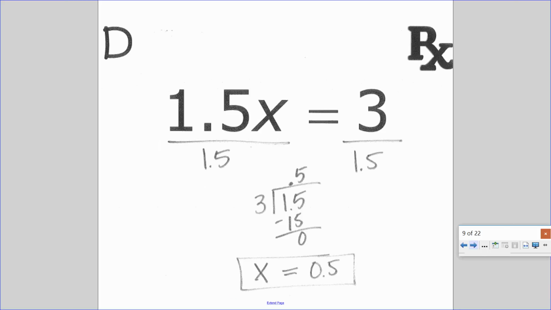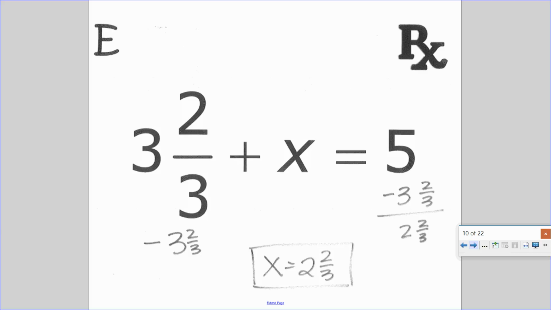Letter D. What is wrong with this one? I need to isolate x. It is next to 1 and 5/10 times. So they divide them. Yeah, I see nothing wrong. Oh, they're dividing wrong. It should be 3 divided by 1 and 5/10. Again, how do you divide by a decimal? Move this one over, move this one over. So it's really 30 divided by 15 equals 2.